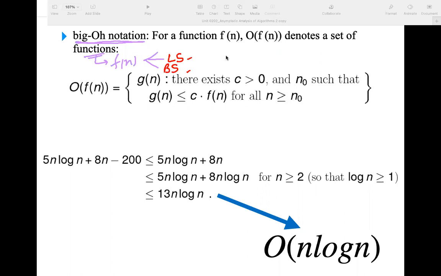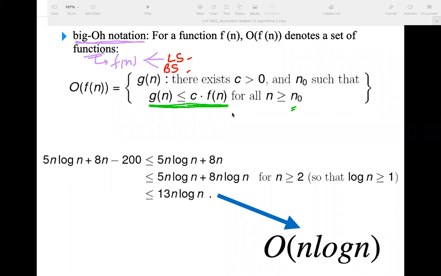So what is O(f(n))? It is going to be equal to g(n). What is g(n)? g(n) is less than or equal to C times f(n), where C is some quantity which is greater than 0, and this happens for all n which are greater than or equal to n naught. So this is going to indicate that C is a positive value, right?